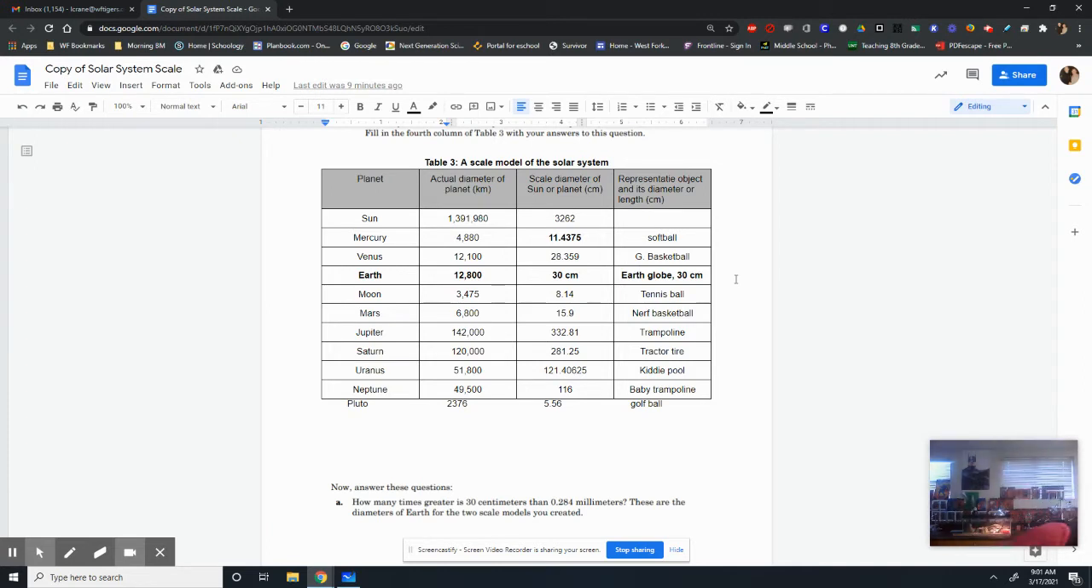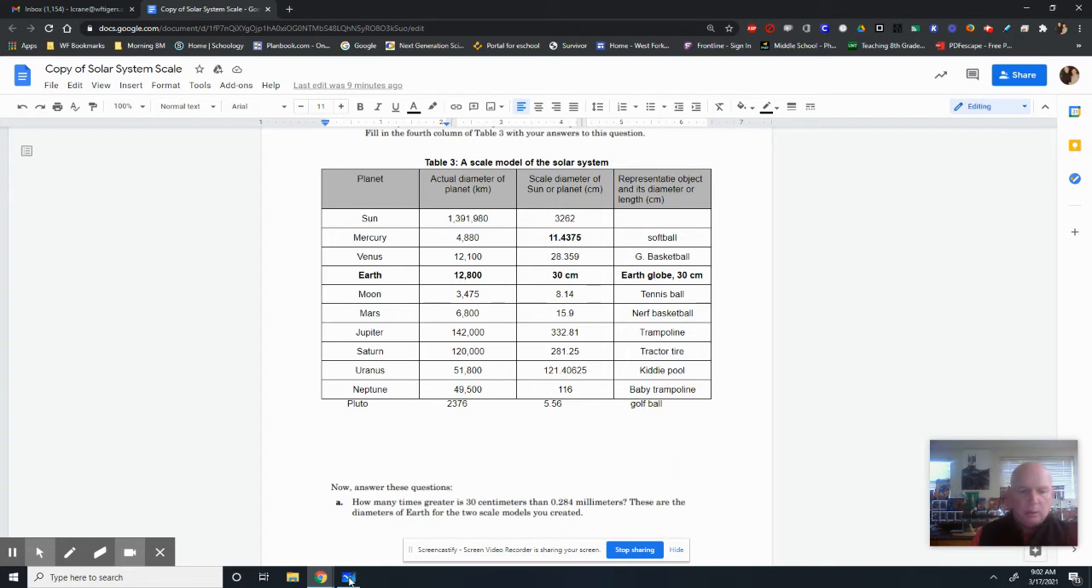So I've chosen to use a globe. Everybody's seen a globe before. I've chosen to use a globe as our representation of the Earth. Since this is a model and that globe is a model, it's not the real Earth, so it's a model of the Earth. So if you notice right here, Earth is 12,800 kilometers in diameter, and I'm representing it to be 30 centimeters. So I've written right here the globe to be 30 centimeters.